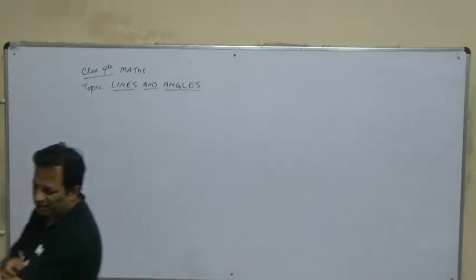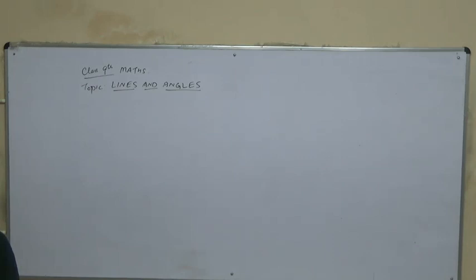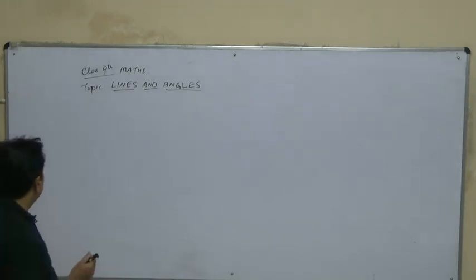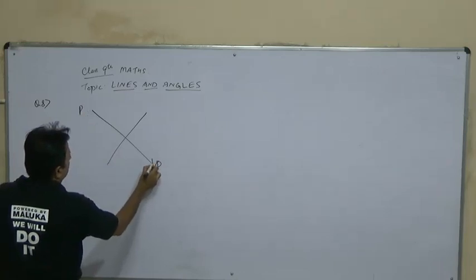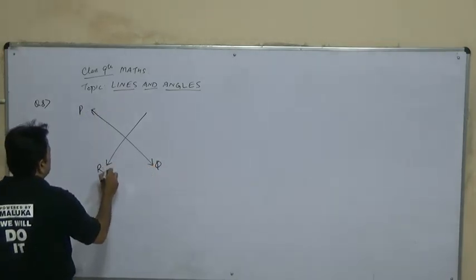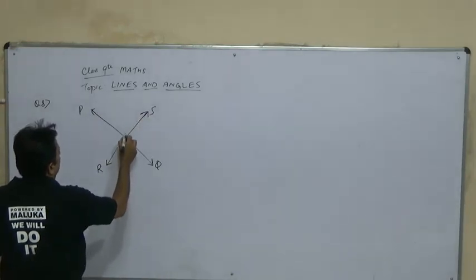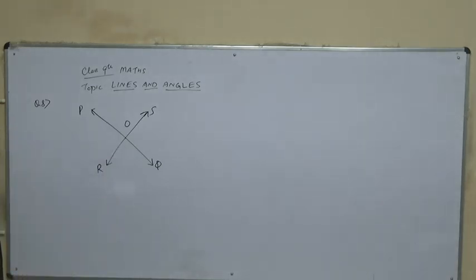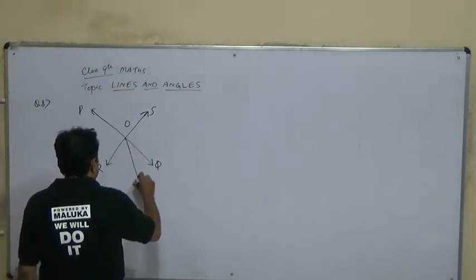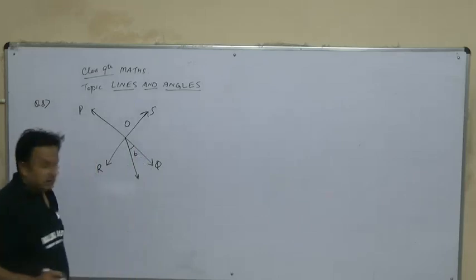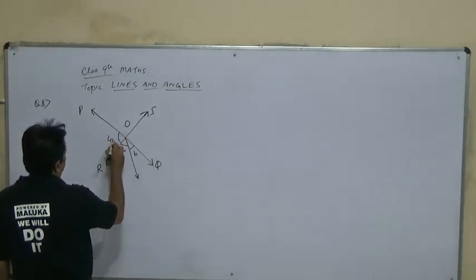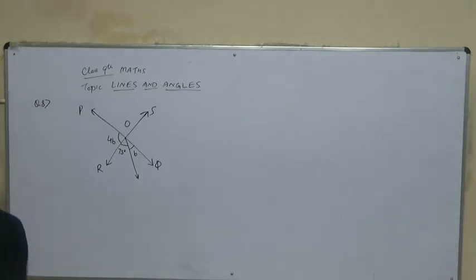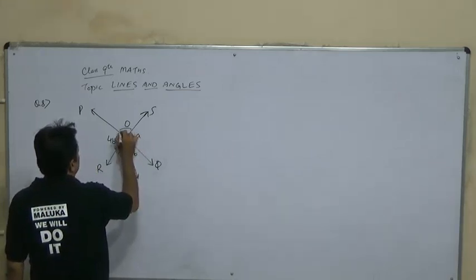The next question is, I think, 7th or 8th. In the figure, two straight lines PQ and RS intersect at O. Then this angle is given as B here, and this angle is given as 75 degrees. This is 4B, this is A, and this is 2C.